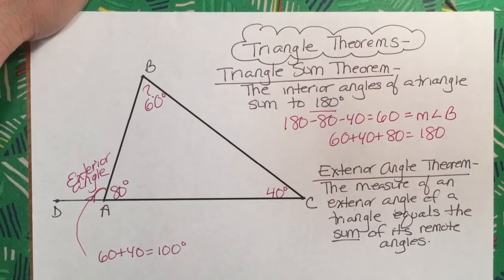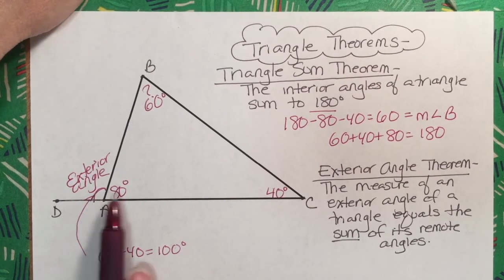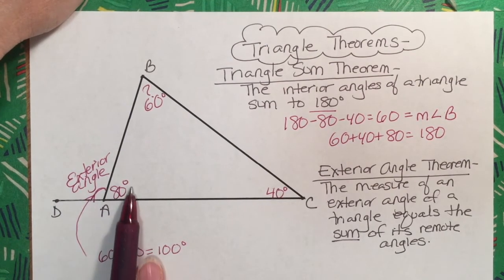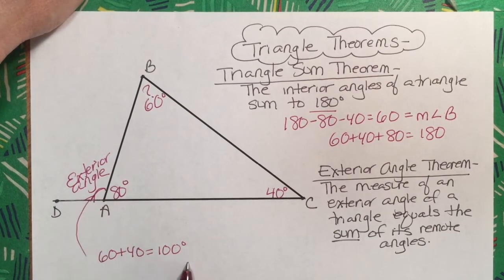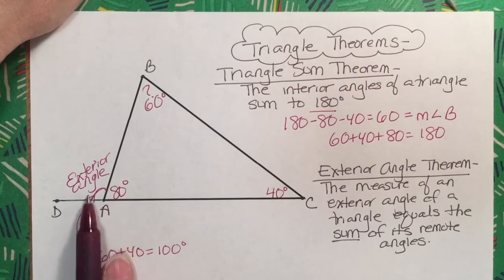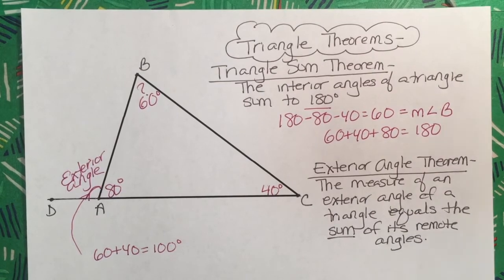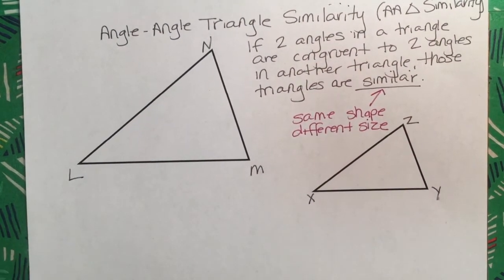And that makes total sense because, look, this exterior angle plus this 80-degree interior, those 2 angles together fill in the whole side of a line. That should be 180 degrees, right? Well, 100 plus 80, there's our 180 degrees, okay? So it always works.